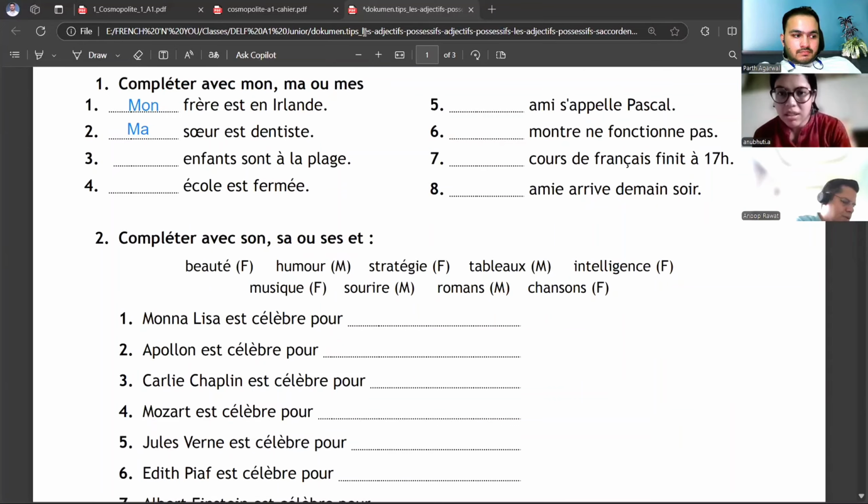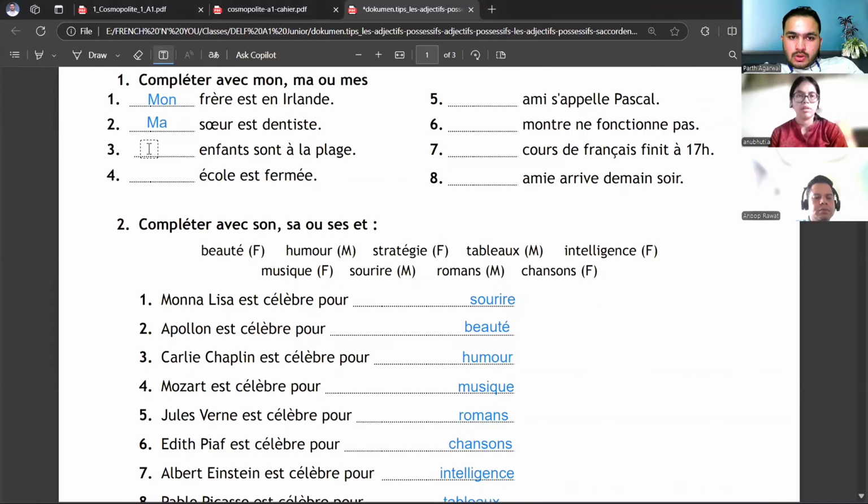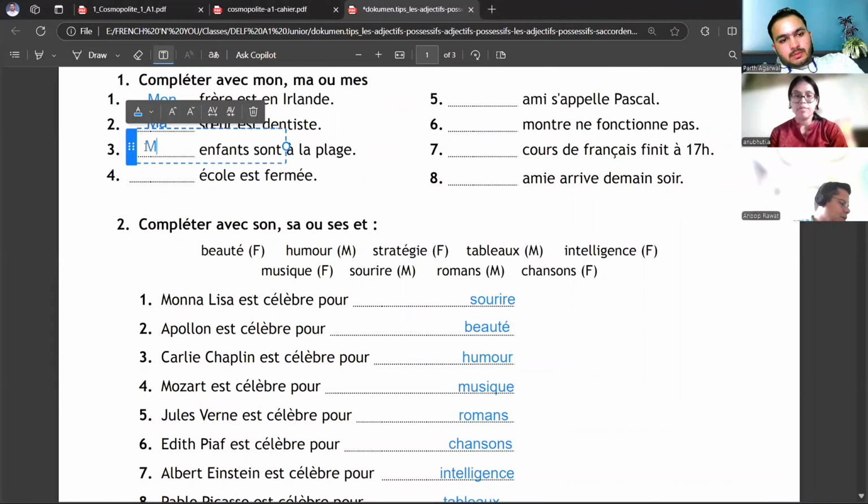This sixth one, ma montre means watch. Okay. Ma montre ne fonctionne pas, the watch is not working, not functional. Dash enfants sont à la plage. Dash children are at the beach. So it will be mes enfants. Next one.